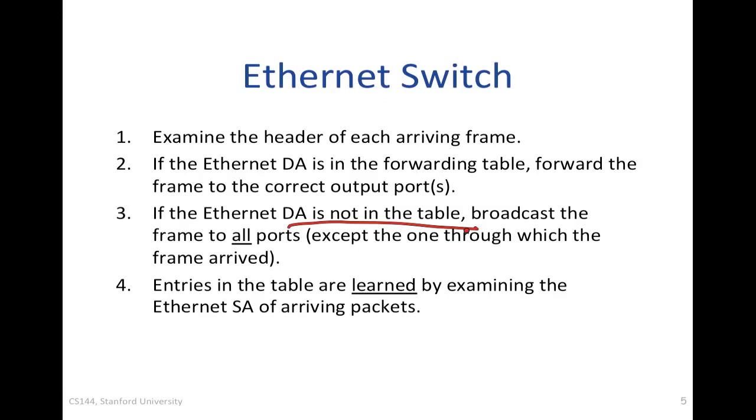How does it populate the table in the first place? Well, it does this by learning addresses that it sees on the wire. More specifically, when a packet arrives, the entries in the table are learned by examining the Ethernet source address of arriving packets. So when packets first come through, the destination address is not in the table. It's broadcast to everybody.